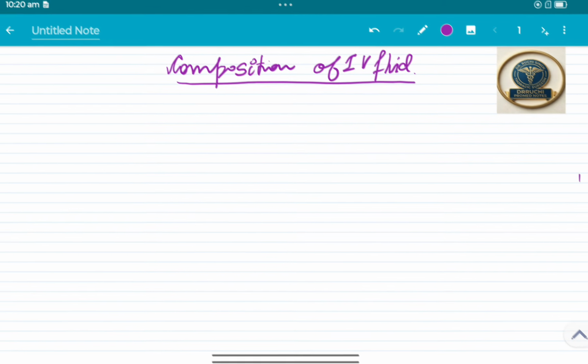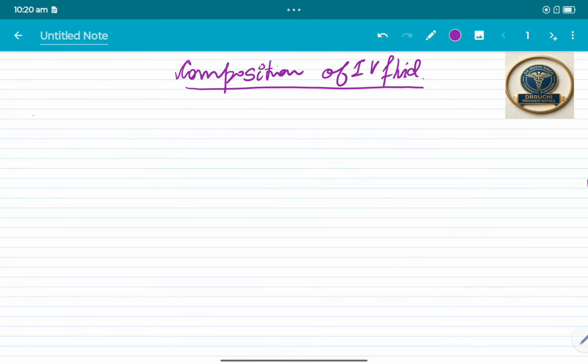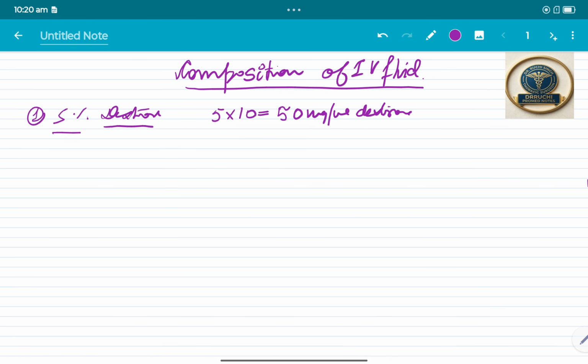A quick recapitulation of what we already discussed: maintenance fluid, replacement fluid, and special fluids. Now we'll discuss the composition of a few IV fluids. First is the 5% dextrose. So what is the composition of 5% dextrose? As I already told, you multiply the given percentage by 10 to get the concentration in milligram per ml: 50 milligram per ml of dextrose. So you can write it as 50 gram per liter of dextrose. This is the composition of 5% dextrose.